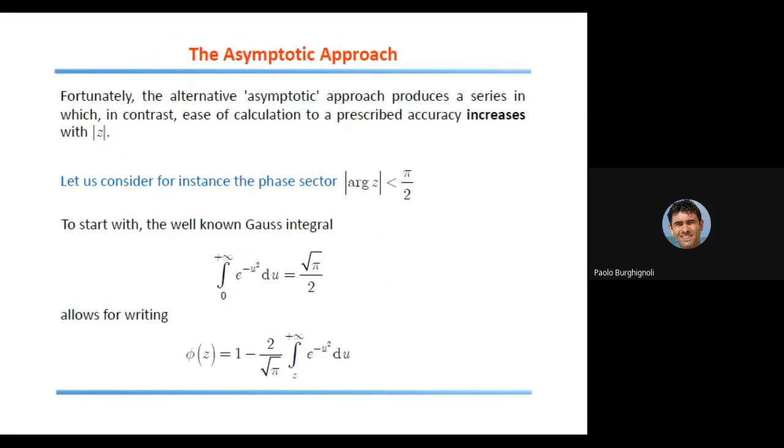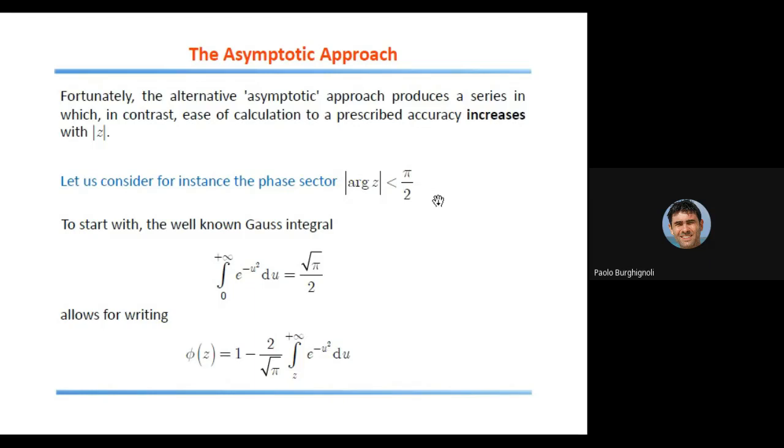Let us see the opposite approach, the asymptotic one, which is an alternative approach to the calculation or the estimation of the error function. And we will see that this approach has a complementary behavior. So it's more and more accurate as the absolute value of the complex variable z increases. So, for instance, let us consider first the phases, the arguments of the complex variable z, bounded by pi over 2. So we are in the right half plane of the complex plane, okay?